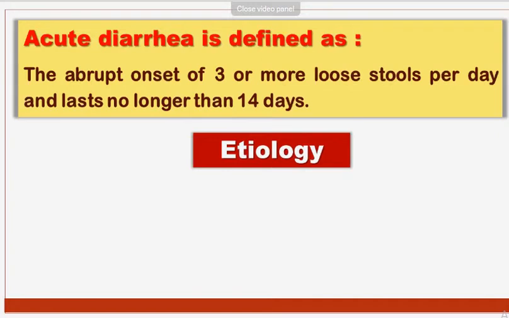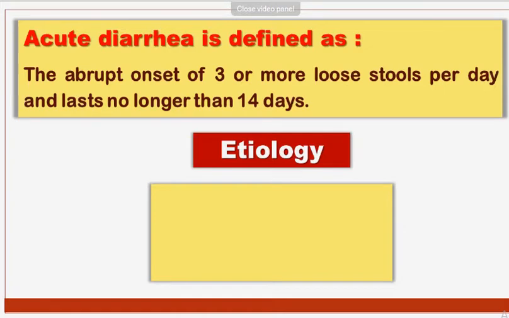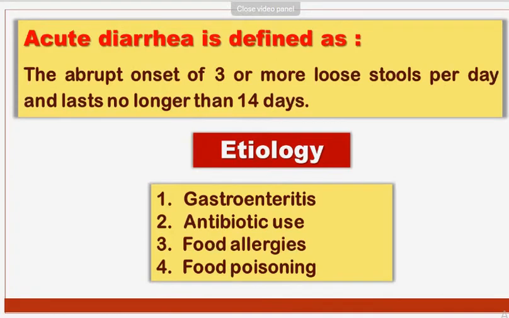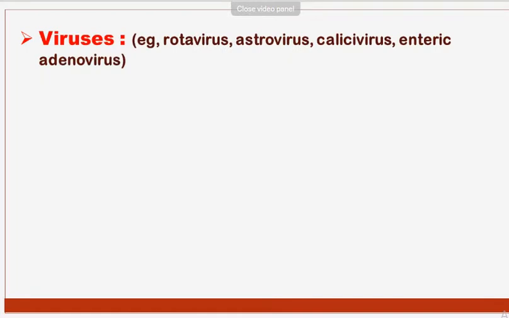The etiology of acute diarrhea: we have 4 main causes that we should know. Firstly is gastroenteritis, which may have many causative agents. The second is antibiotic use. The use of antibiotics may also induce diarrhea. The third is food allergies, and the fourth is food poisoning. So these are the four main causes of acute diarrhea. This is not just in pediatrics, even in adults.